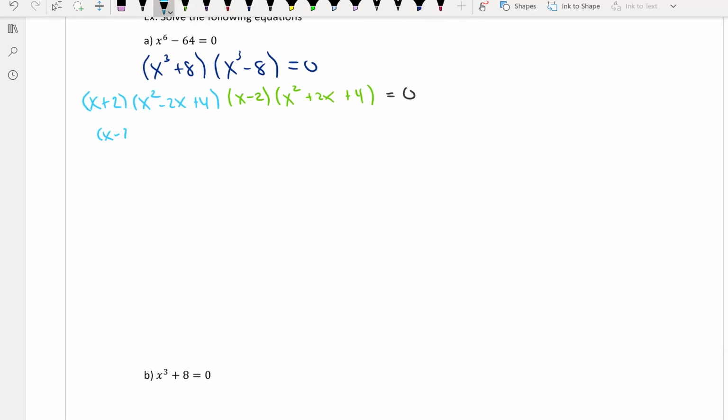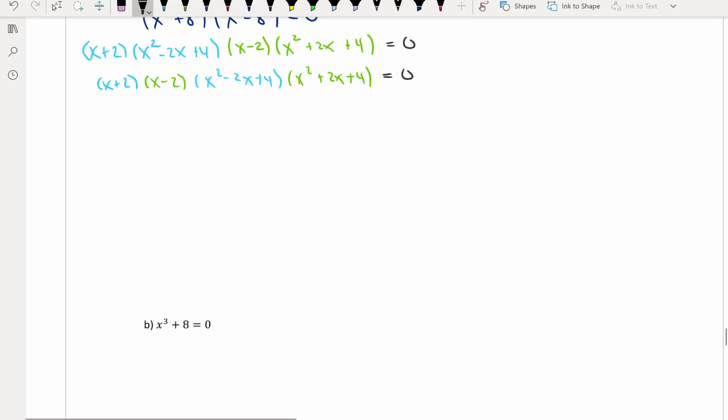I have my x minus 2. I also have, oops, that was really x plus 2. And I also have my x minus 2. And I also have my x squared minus 2x plus 4. And I have my x squared plus 2x plus 4, and all of this is equal to 0. This step wasn't necessary, but it makes it a little bit easier for spacing.